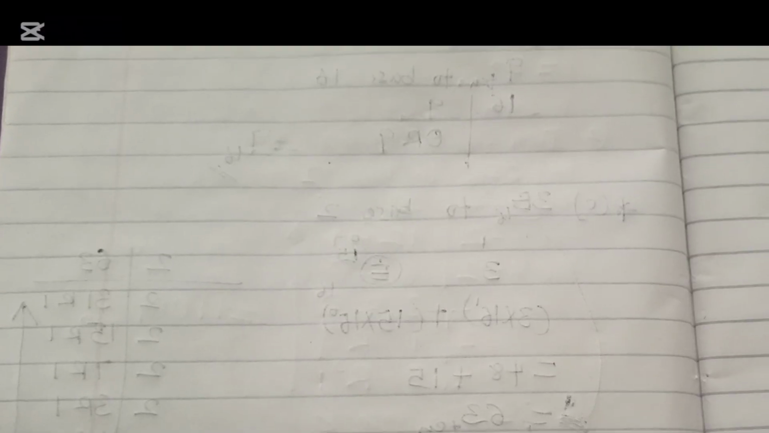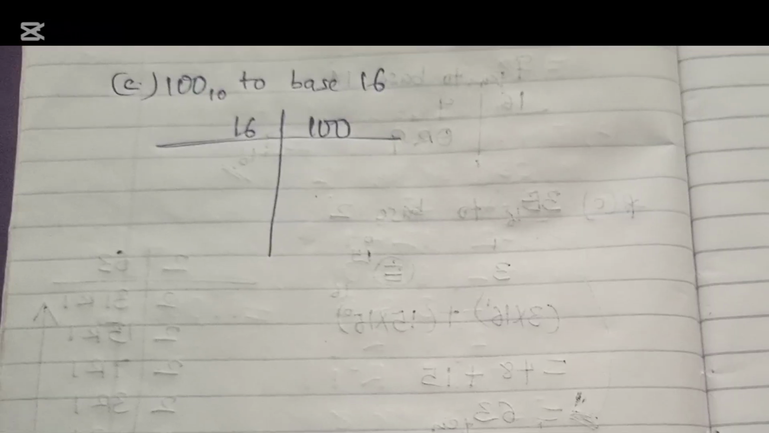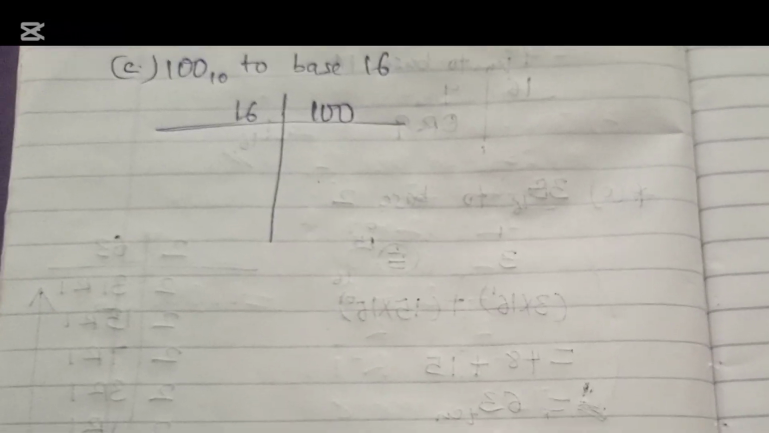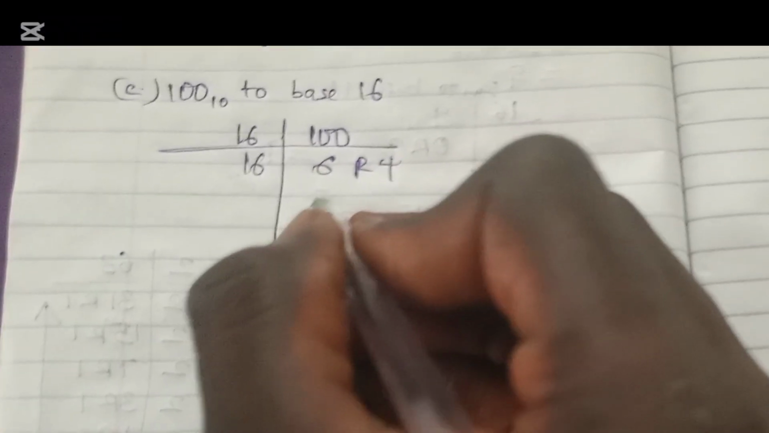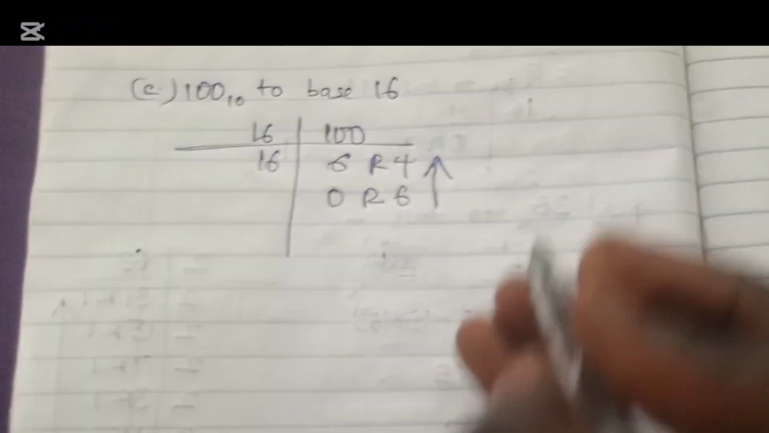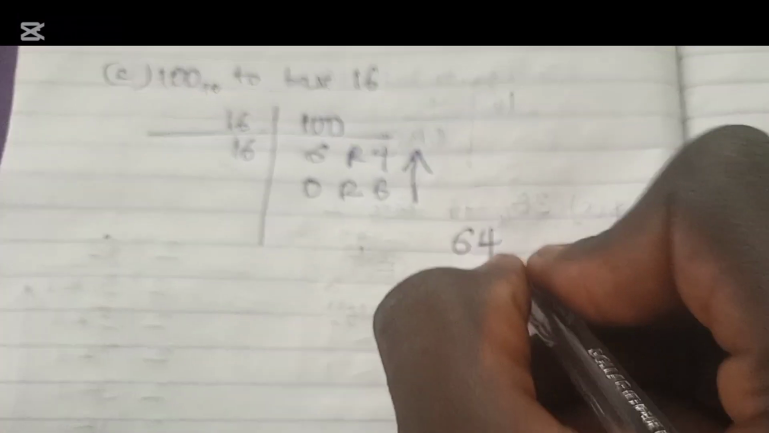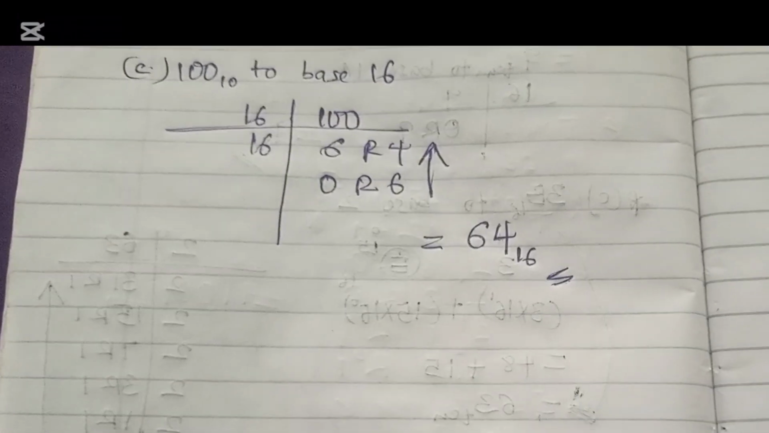Alright, the third part, we are having 100 base 10, we have to convert it to base 16. So we also draw that out. This is 100 and then 16. So 100 divided by 16 will go 6 times, remainder 4. Then 16 in 6 is impossible, that's 0, and then we'll bring the 6 here. Count from down to up, we'll be having 64 base 16. So this is our answer, 64 base 16.